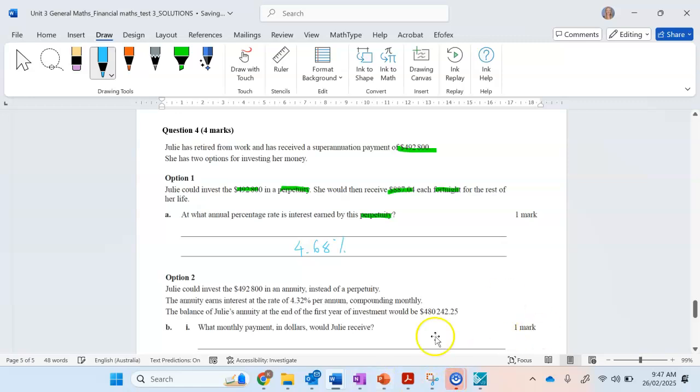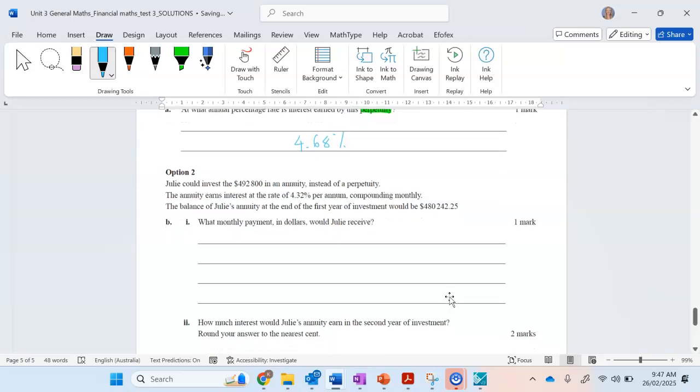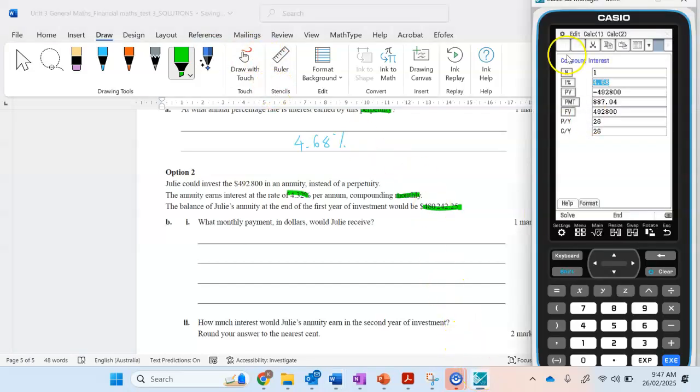All right, option 2. Julie could invest 492,800 in an annuity instead of a perpetuity. The annuity earns interest at the rate of that, compounding monthly. The balance of Julie's annuity at the end of the first year is this. What monthly payment would Julie receive? Okay, so we'll keep in what we've got there.